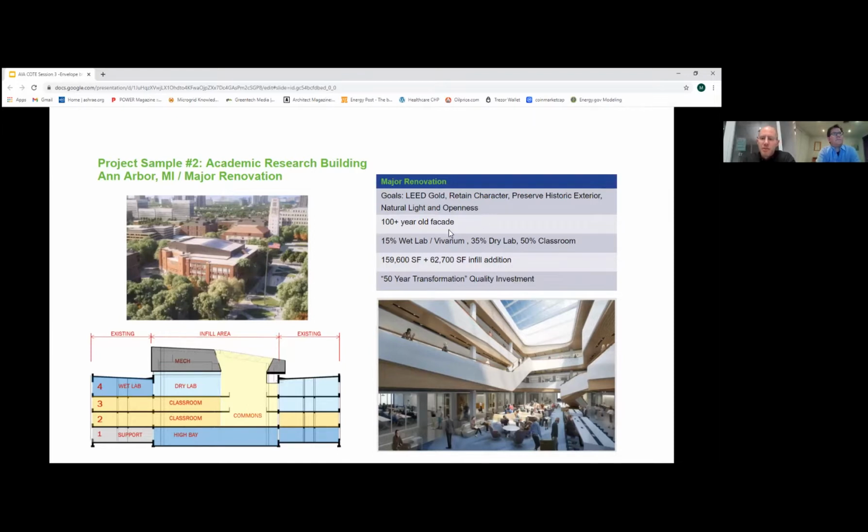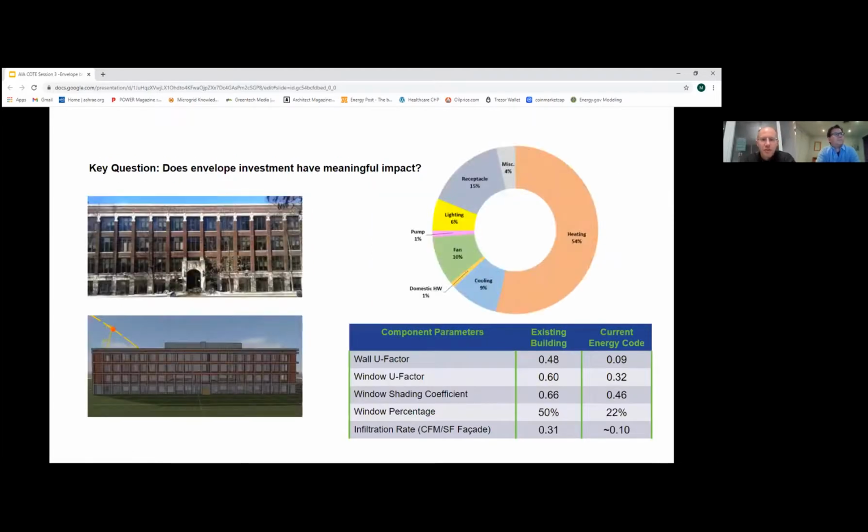I'd say about 50% of the building was lab and 50% was classroom. The goal of the project was a 50-year transformation, which means they did have money to invest and they wanted to have a quality investment over time. So the key question here was, does the envelope investment have a meaningful impact? It costs a lot of money to update your building envelope. And for this building, you're looking at the glass, it's about 60% glass for the building.